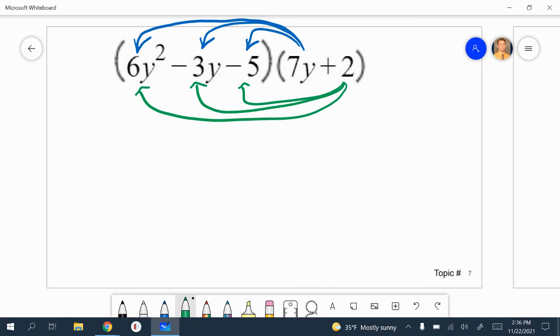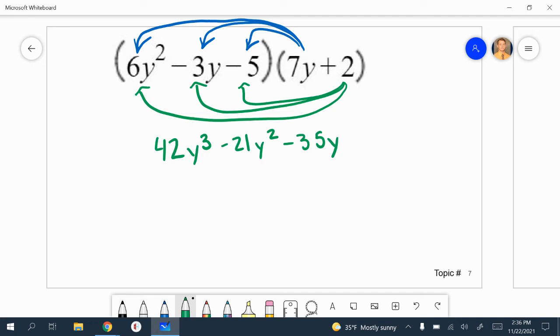I'm going to start with the 7y, and I'm going to multiply that by everything first. So if I multiply the 7y in, I will get 42y to the 3rd power. I will get negative 21y squared. And then, for the final piece, I will get a negative 35y. For the other part, I should have done this in the other color. Oh well, I'm just going to keep going.